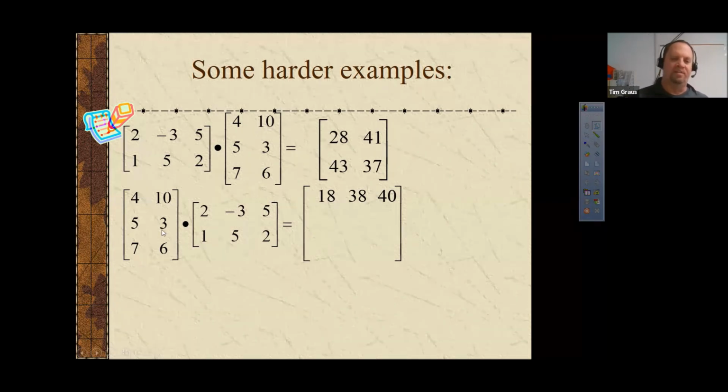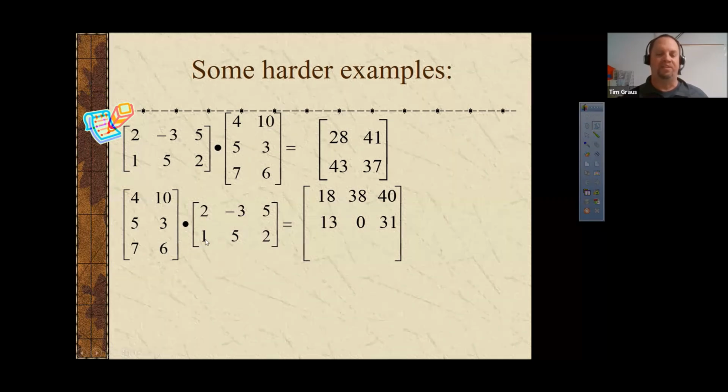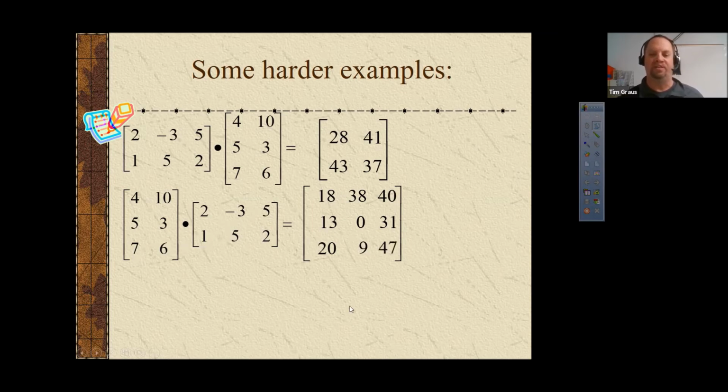Well, let's keep going. Second row, first column. 5 times 2 is 10 plus 3, that's 13. Second row, second column. Negative 15 plus 15, well, that one came out to 0. And second row, third column. 25 plus 6 is 31. We're not done yet. We've got to do this third row times all 3 columns. 14 plus 6 gives me 20. Negative 21 plus 30 gives me 9. And 35 plus 12 gives me 47.